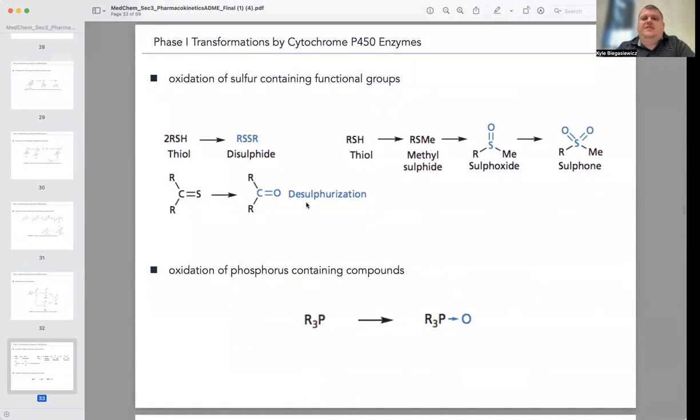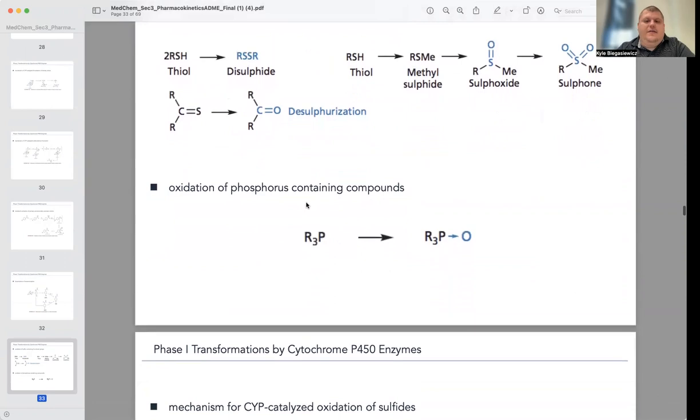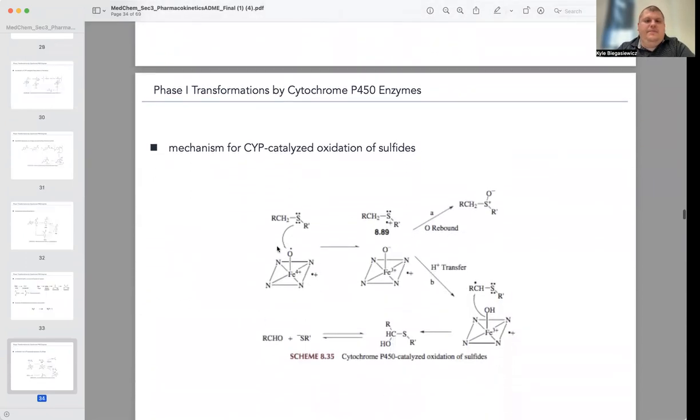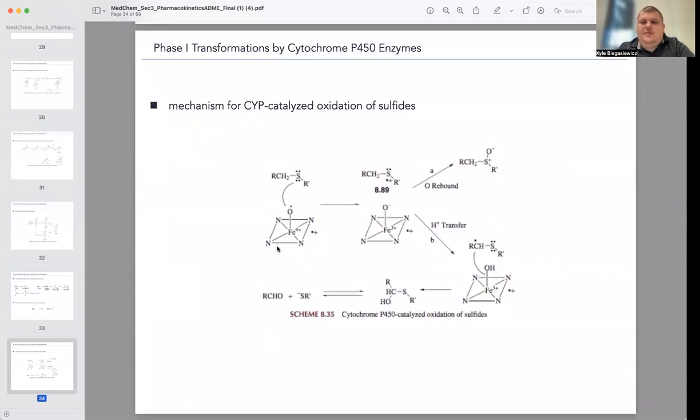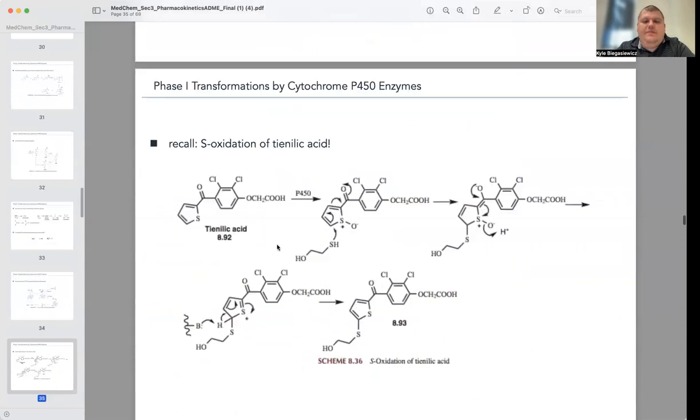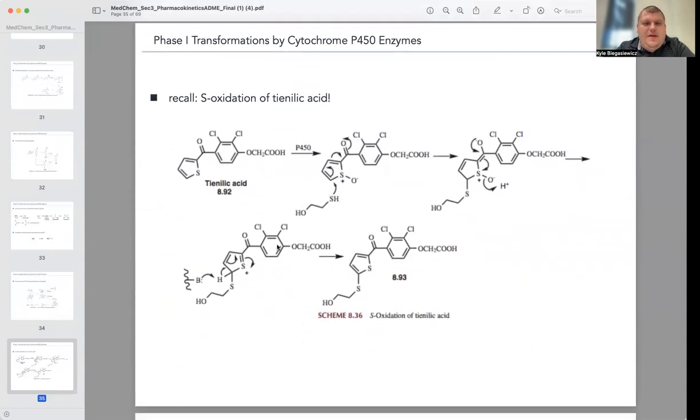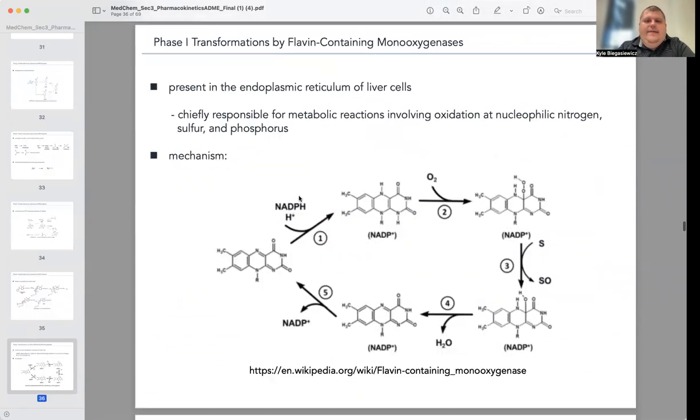33, oxidation of sulfur-containing functional groups. Definitely need to know that. Also that it does it on phosphorus. It's going to be important as well. Phase 1 transformation here, you do not need to know this one. 34. Continuing on phase 1, I would say this example with thianilic acid is not particularly important at the moment, so you don't really need to study that one.